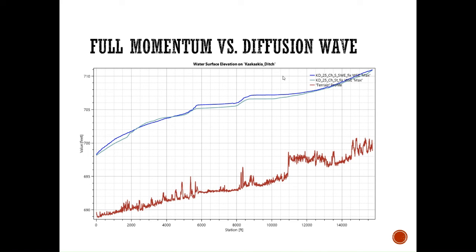Comparing the full momentum and the diffusion wave equation results, this is on the 25-foot mesh with all the break lines enforced. So again, this is our most detailed mesh with all the break lines. You can see that the teal line here is the diffusion wave profile. The blue line is showing the full momentum profile. And what we're seeing here is that the full momentum profile jumps up higher where we've got those flow contractions at those bridges. So here's one of the bridges, here's another one of the bridges.